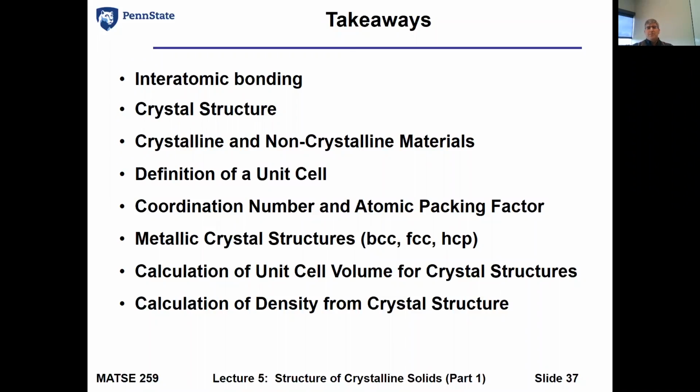So for this portion of the lecture, I'm going to end with some of the takeaways. I want you to know the different interatomic bondings, the ionic, covalent, and metallic, the crystal structures, mostly what the difference between crystalline and non-crystalline is, but these metallic crystal structures. I want you to know BCC, FCC, and HCP. I want you to be able to draw the reduced unit cell structure. I want you to know the coordination number, the atomic packing factor for each, and then be able to calculate that unit cell volume and then convert that into density. Some basic things to work on.